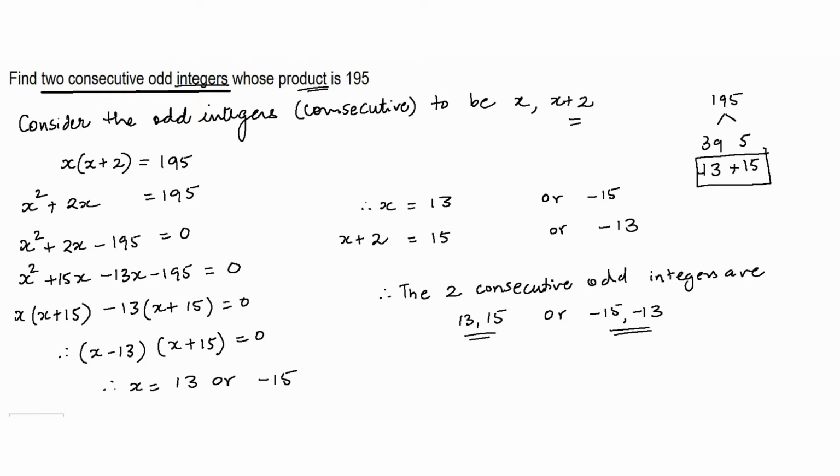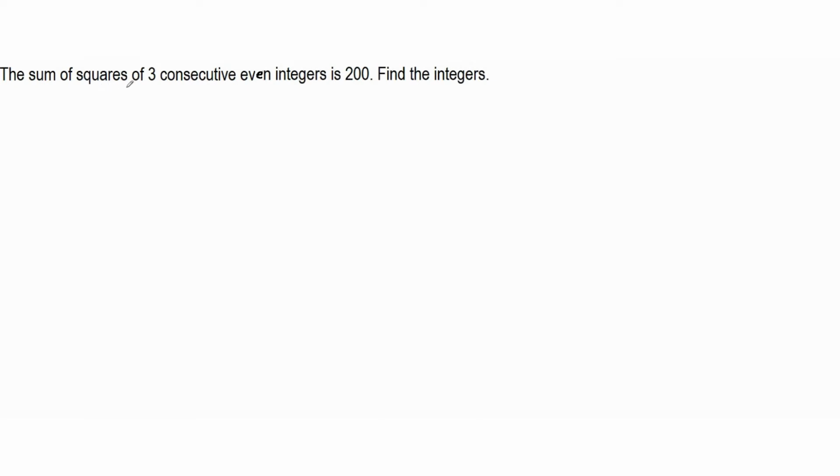Moving on to the next question. The sum of squares of three consecutive even integers is 200. Find the integers. So now we are talking about three consecutive even integers. So I will say, let the consecutive even integers, now again they are consecutive, so one after the other, and they are even, so they differ by a value of 2.